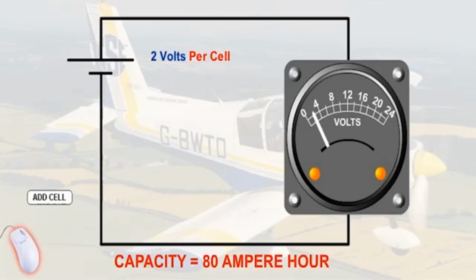This circuit diagram shows cells connected in series. Notice how the voltage of the circuit increases as more cells are added. Note also, however, that the capacity of the system remains the same as the capacity of one cell.